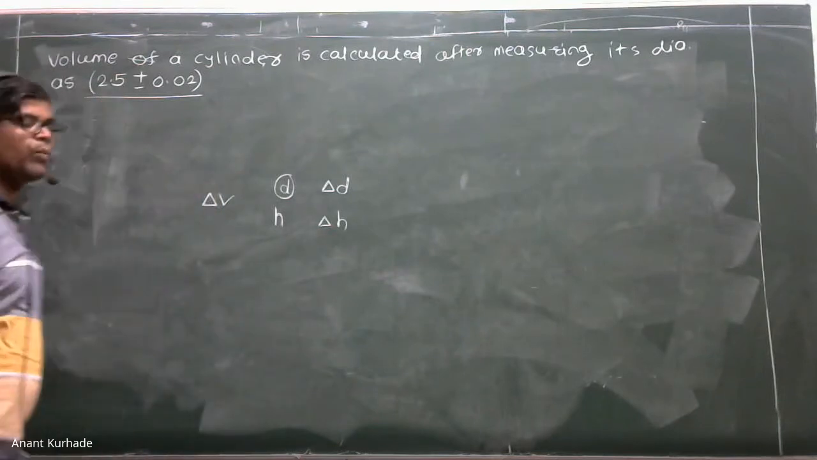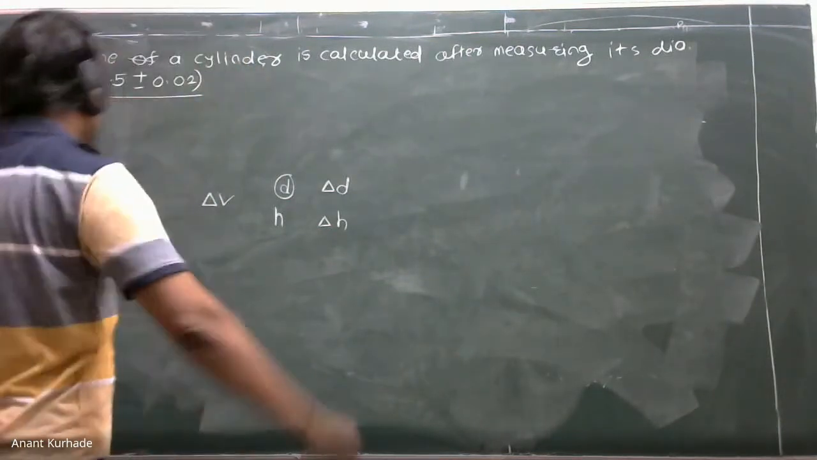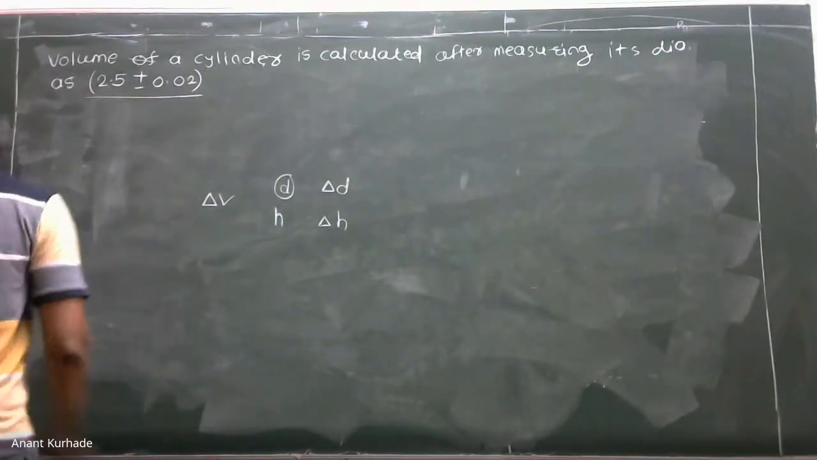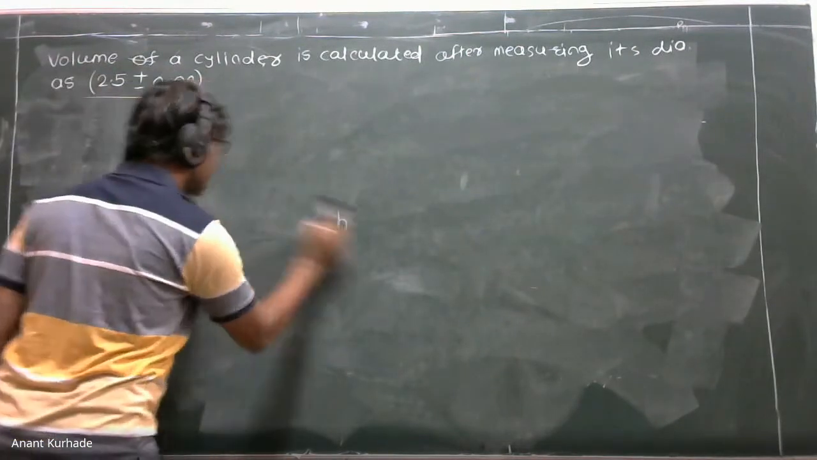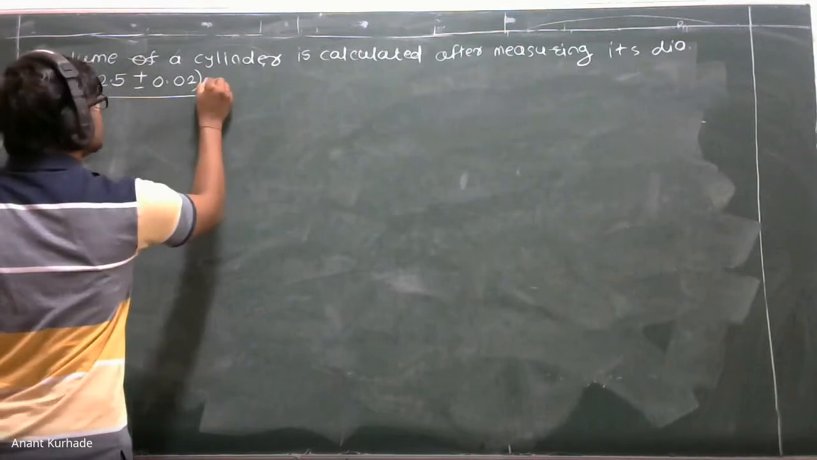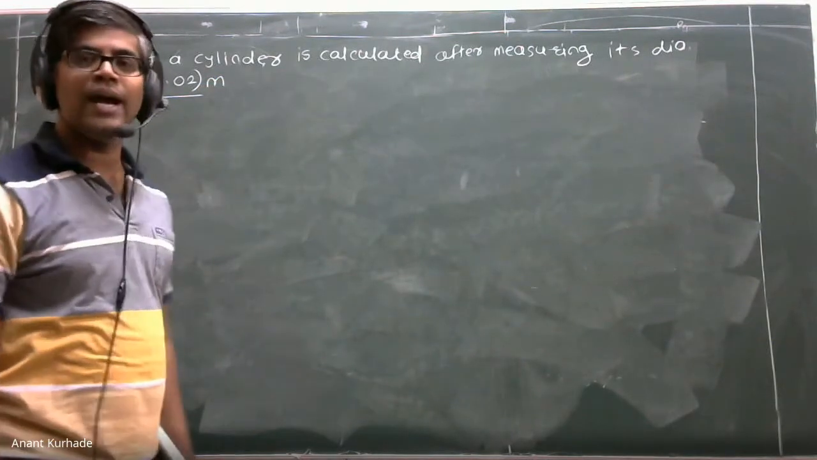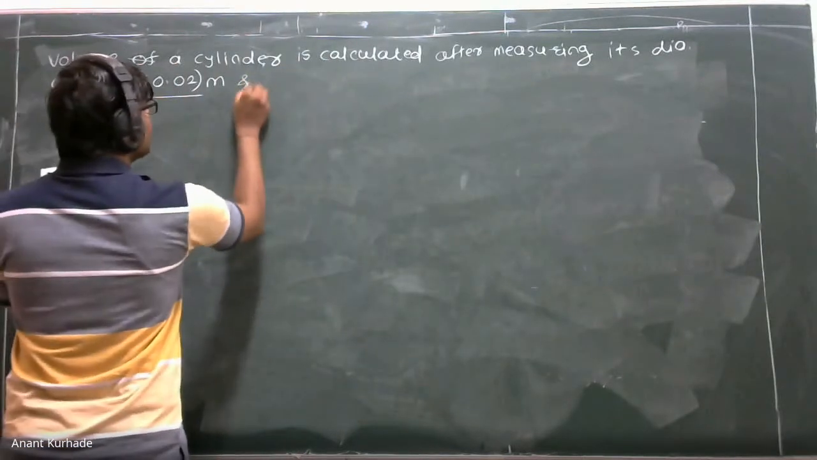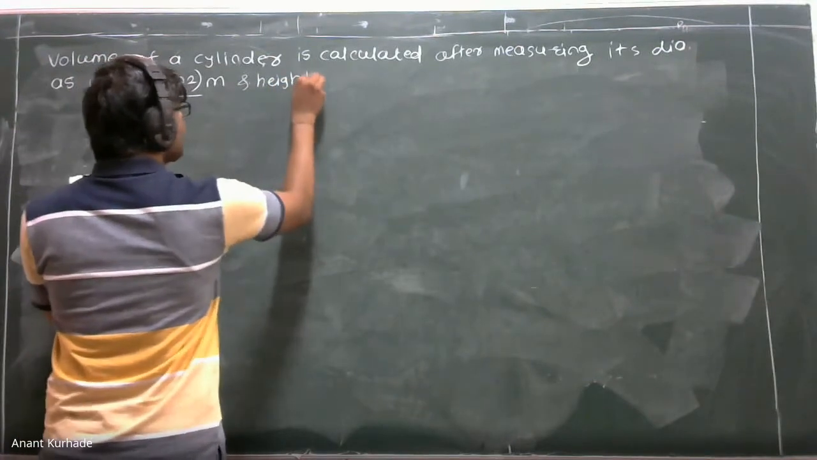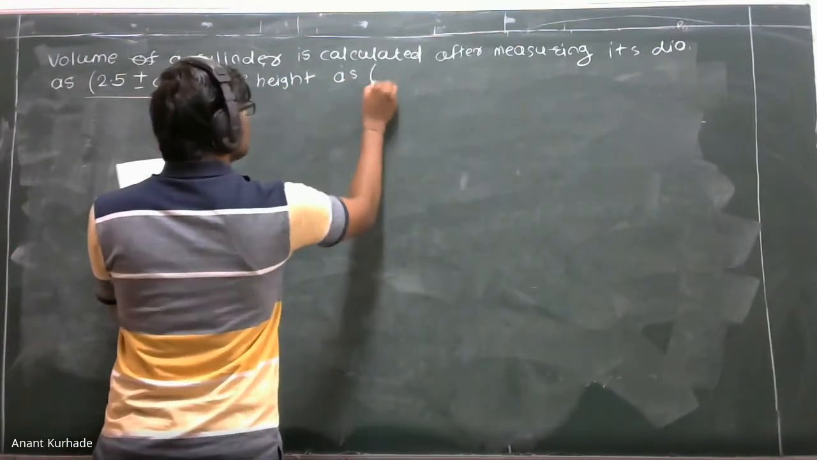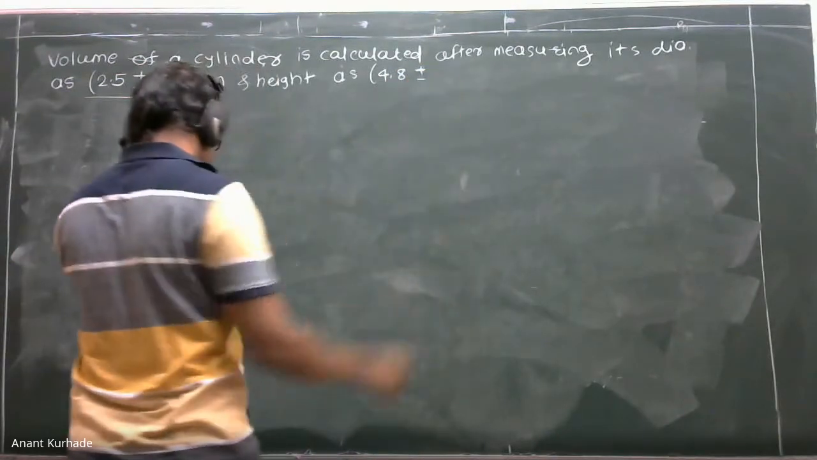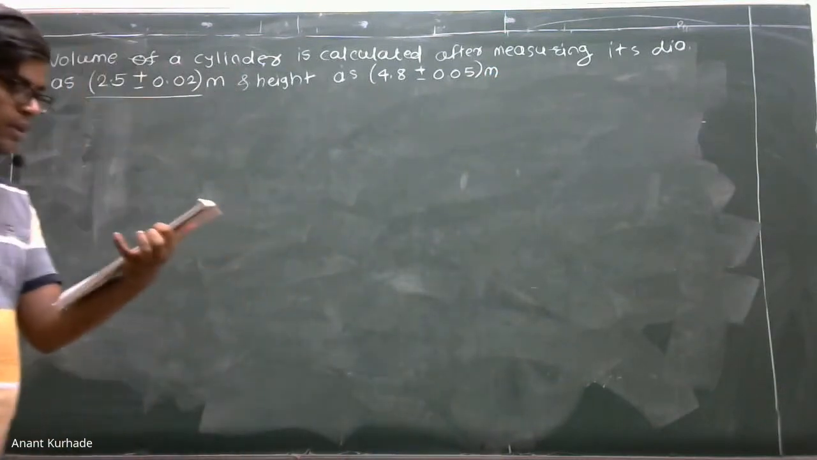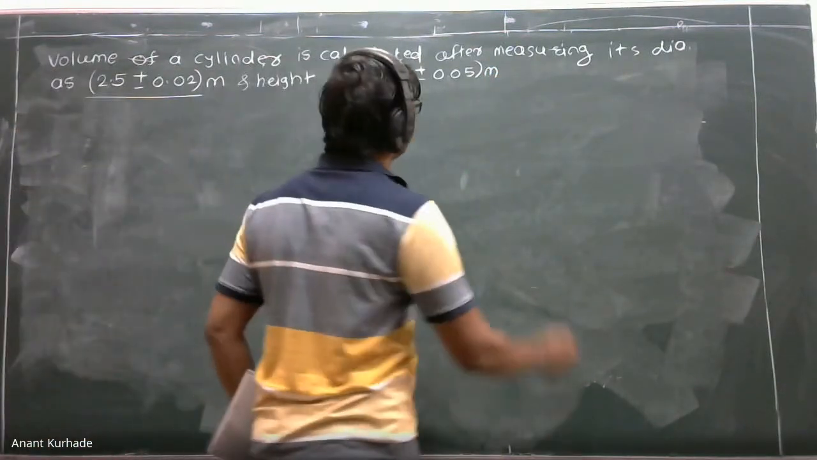Then you have to identify from the given data: the first value 2.5 is the exact true value, and this plus minus 0.02 is the error in diameter. The unit is given as meter, so once you have the answer of delta V, don't forget to write meter. Remember. And height is 4.8 plus minus 0.05 meter.